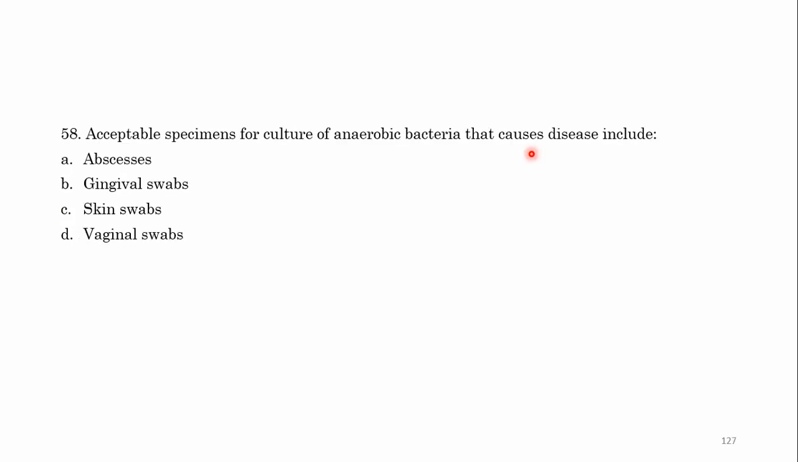58. Acceptable specimens for culture of anaerobic bacteria that causes disease include A, abscesses, B, gingival swabs, C, skin swabs, D, vaginal swabs. The correct answer is letter A, abscesses or large accumulation of pus cells. Abscesses are collected by using needle aspiration. So therefore, this is acceptable for anaerobic culture. 58, letter A.